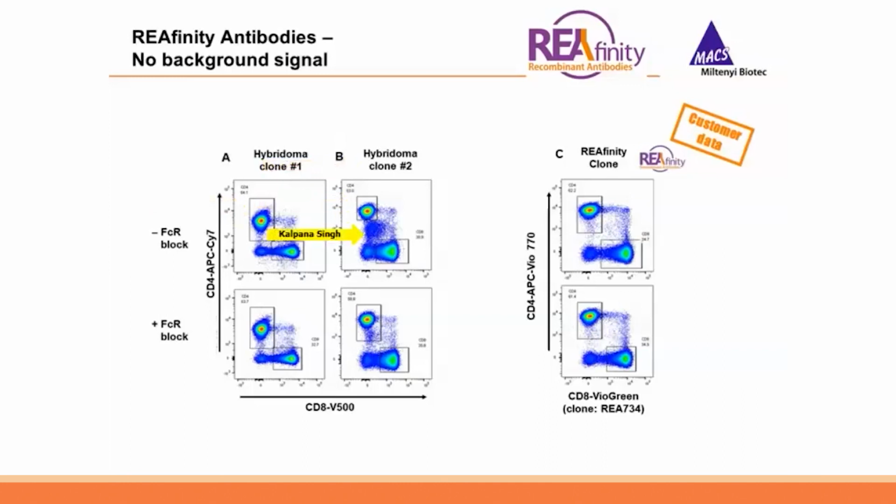However, when the REAfinity clone, the recombinant antibody clone, is used, you get a good separation of the positive and the negative signal, and the unspecific background signal is completely absent. So you do not have to rely on screening a number of clones to get the best signal. With the recombinant antibody, one can be sure that not only is the positive signal reliably present, but also the background signal is absent.